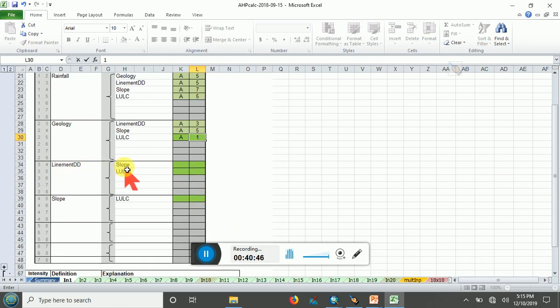And go down again, compare lineament density with the slope. I can prefer lineament density over slope, and I can give 5, which is strongly important. Lineament density with land cover change, I can say both of them are equally important, so I can give 1. And again the slope and land cover change: what I prefer is land cover change is more important than slope for occurrence of groundwater, so I can give here maybe 5. That means this is very important.